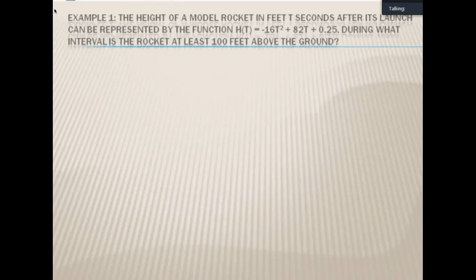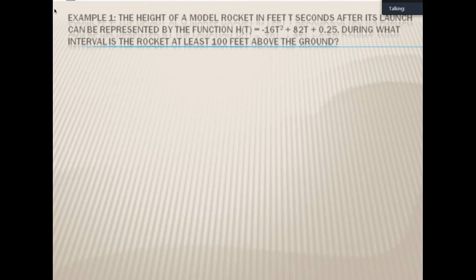In example 1, the height of a model rocket in feet, seconds after its launch, can be represented by the function given below. During what time interval is the rocket at least 100 feet above the ground? So this one is a little different because now I want to know the time interval in which the rocket is at least 100 feet above the ground. So not equal to 100 feet above the ground, but at least 100 feet above the ground.